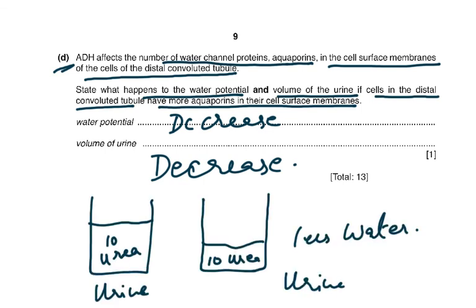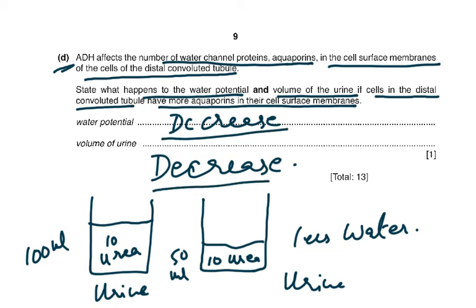Let me explain how the water potential will decrease. Say there's 10 grams of urea. Previously the total volume of urine was say 100 ml, and now it is 50 ml. The same urea in 50 ml becomes a very concentrated solution, so the water potential will decrease. Volume will naturally decrease, of course, because less water is reabsorbed, so more water will enter and normalize the blood concentration level.